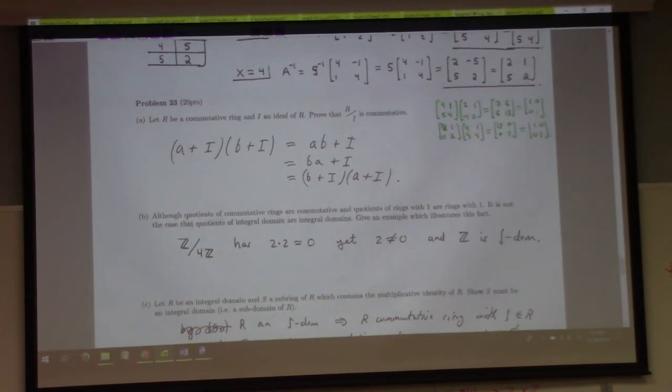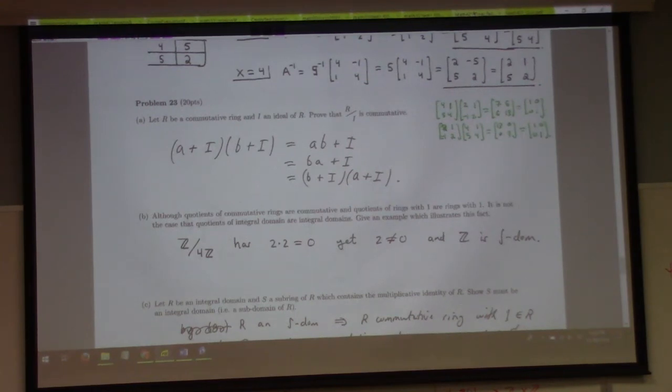Let's see here. R a commutative ring, I an ideal of R. Prove R mod I is commutative. So the definition of coset multiplication is you multiply representatives, but when the representatives commute, the cosets commute. Like so. That wasn't bad.